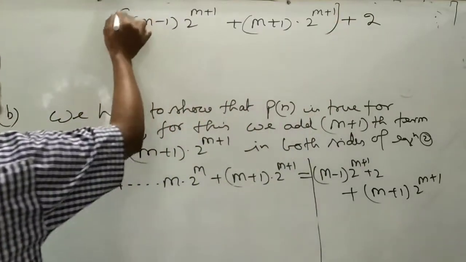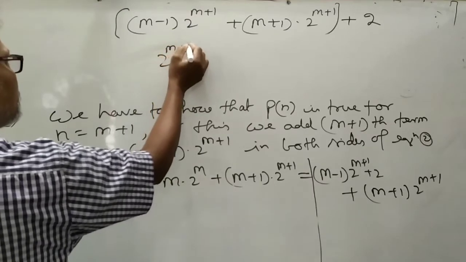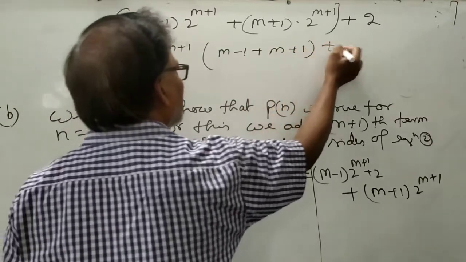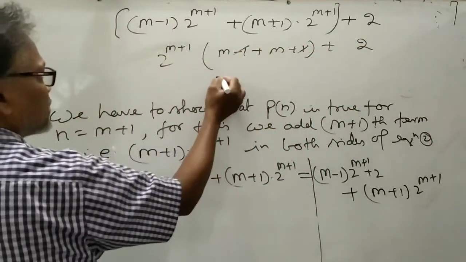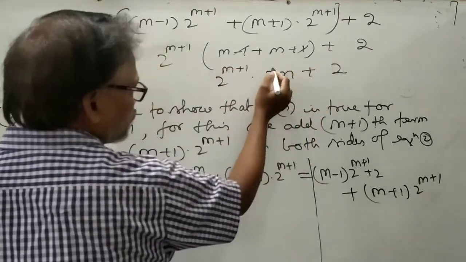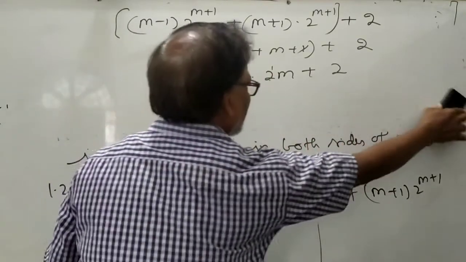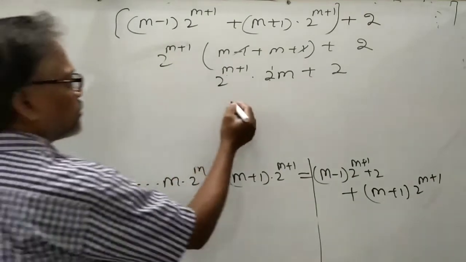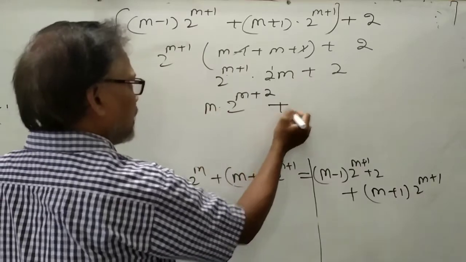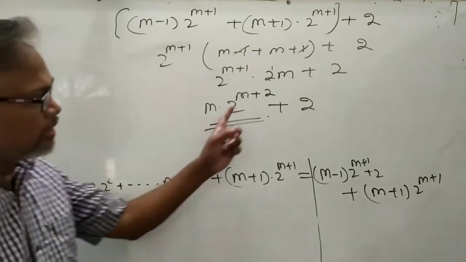अब in this you can take common to the power m plus 1, m minus 1, m plus 1 plus 2. This plus 1 minus 1 cancel, to the power m plus 1 into 2m plus 2. This to the power 1 you can add in this to the power, so you will get to the power m plus 2 into m you can write here, and plus 2. ये this is the proving, क्योंकि यही लाना था हमें.